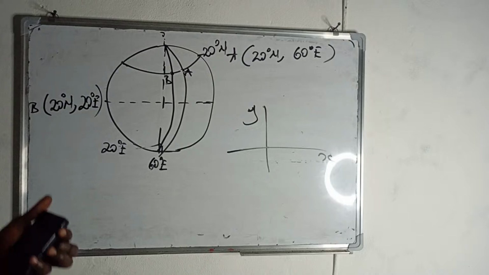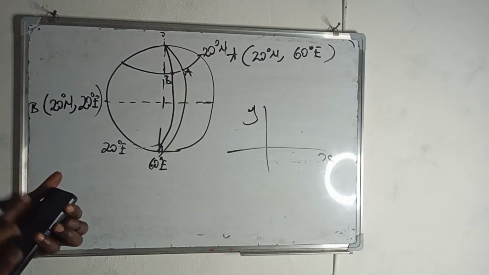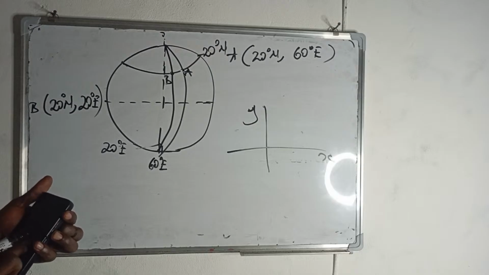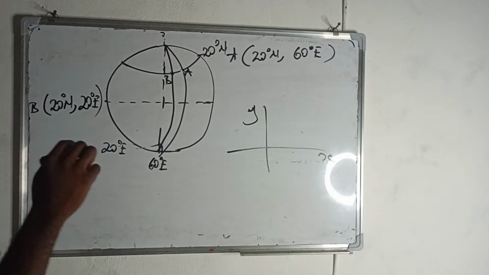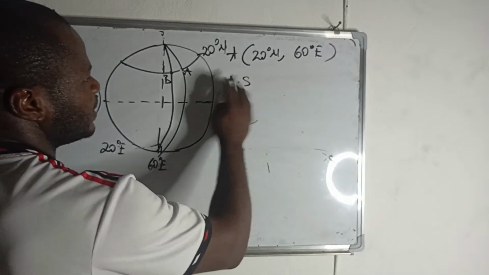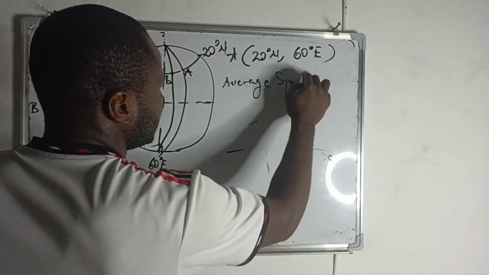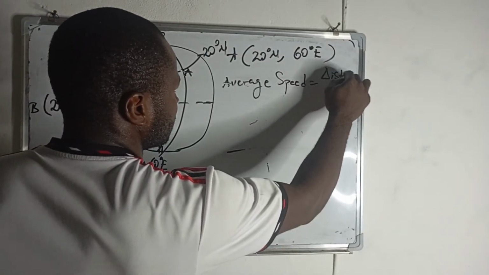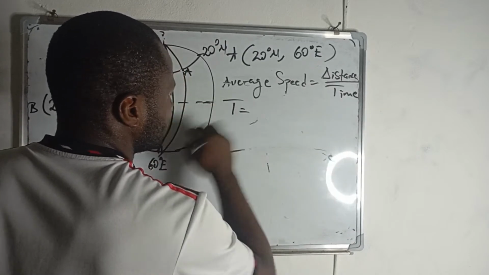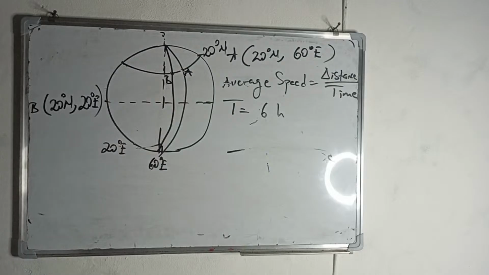Now, continuing from the question: if the journey takes 6 hours, calculate, correct to 3 significant figures, the average speed of the aeroplane. So here we are looking for the average speed, and you can bear me witness that the average speed is equal to distance over time, where our time is already 6 hours. So yes, let's calculate our distance here.